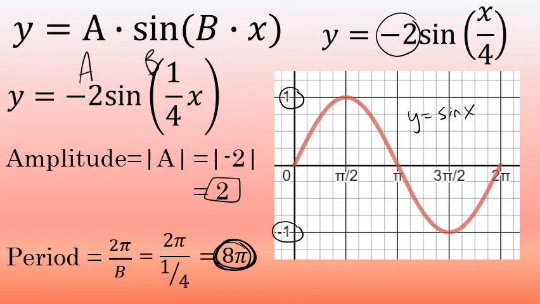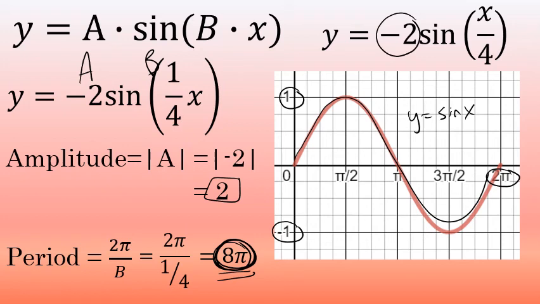In the graph of y equals the sine of x, one cycle of the graph is completed after 2 pi radians. When we draw our graph, one cycle of the graph will take 8 pi radians. So our graph will be a lot longer than this one.